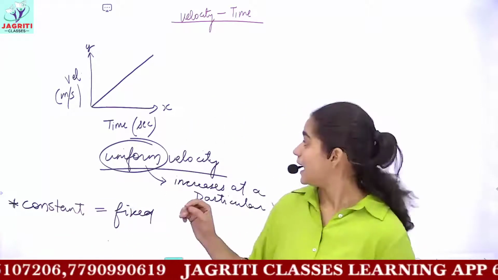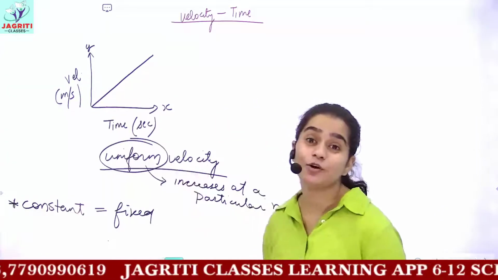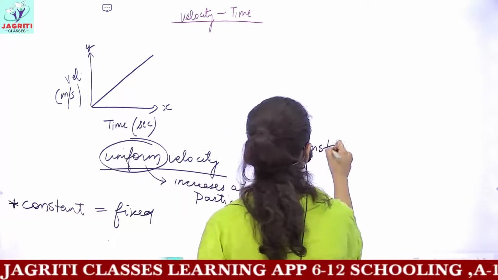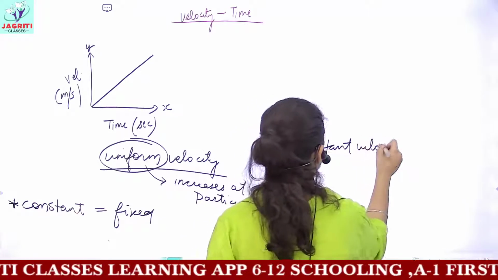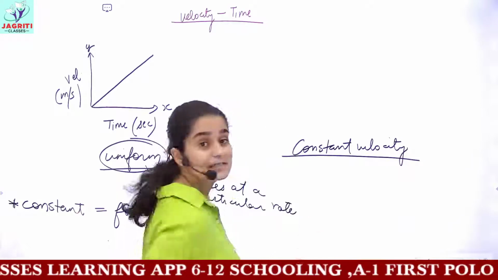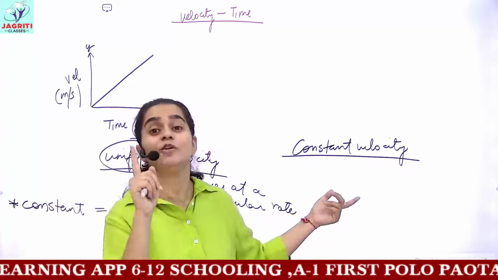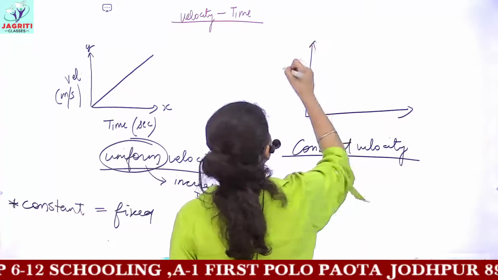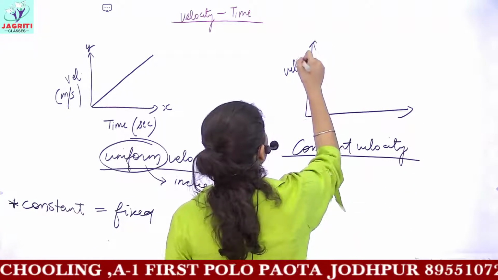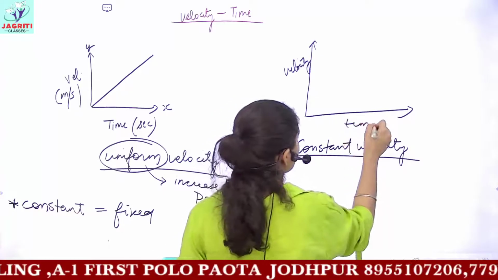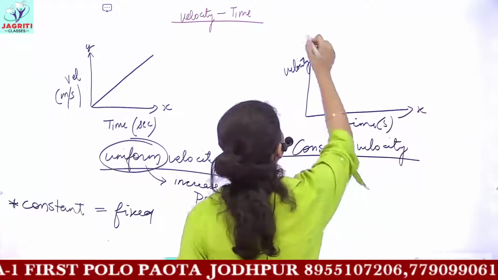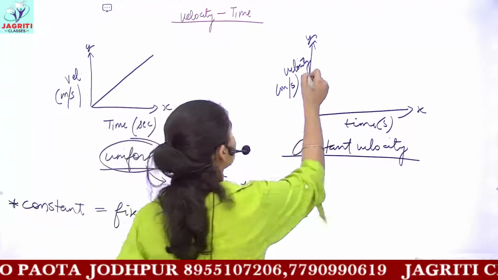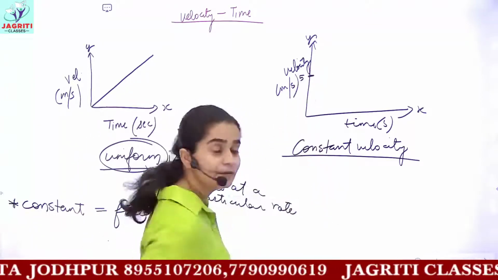If I say the object is moving with a constant velocity, then how will you draw it? If you have to draw a graph of constant velocity, constant means the velocity has a fixed value. The value of velocity is not changing with time. So for drawing this graph, you have velocity on the y-axis and time on the x-axis. Signify their units. Constant means, let's suppose I take the value of velocity to be 5.